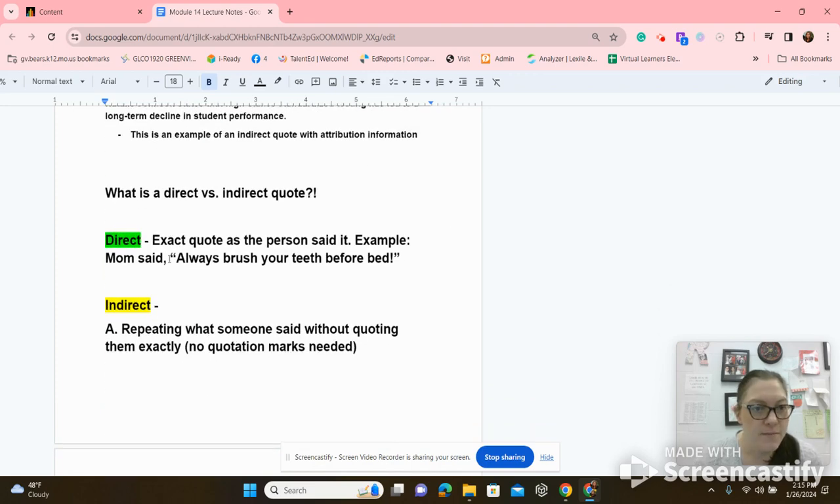So this week, we're talking about direct versus indirect quotes. You will have to use this whenever you do your writing assignment this week. So you'll be asked to write either a direct quote or an indirect quote, and then you'll be asked to either include attribution information or not. So direct is an exact quote. Exact quote as the person said it, and the example being, Mom said, "Always brush your teeth before bed."